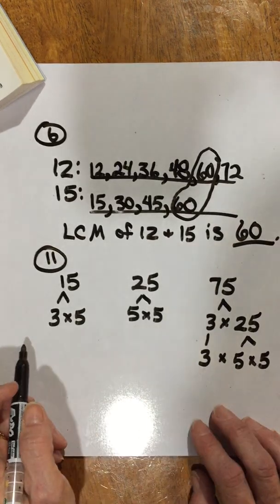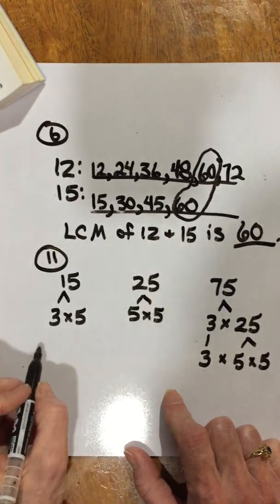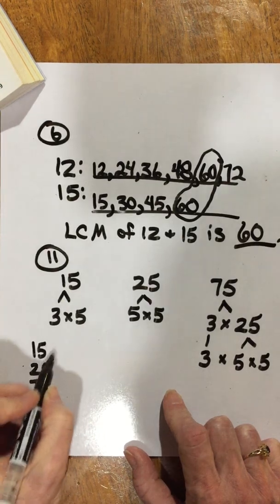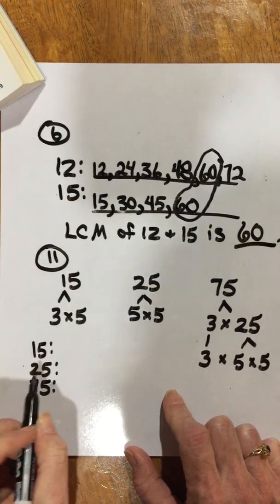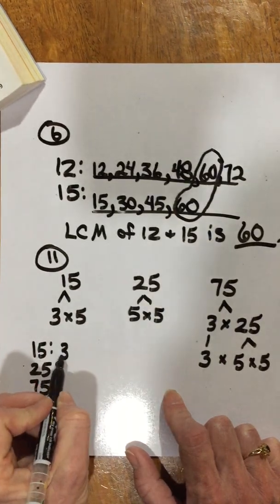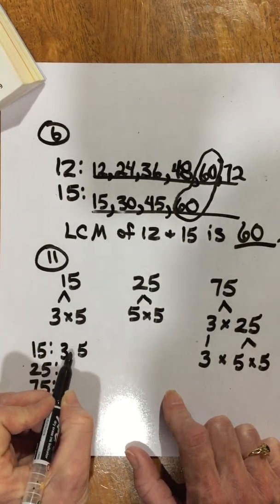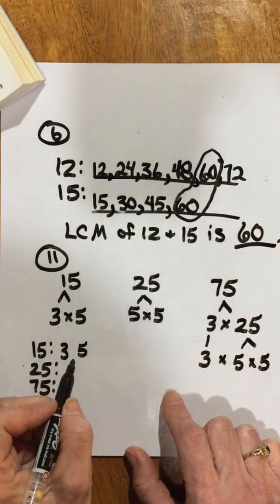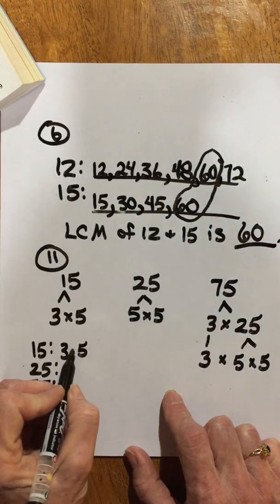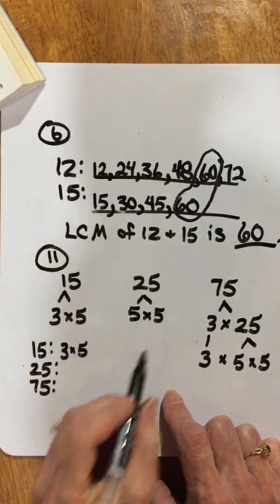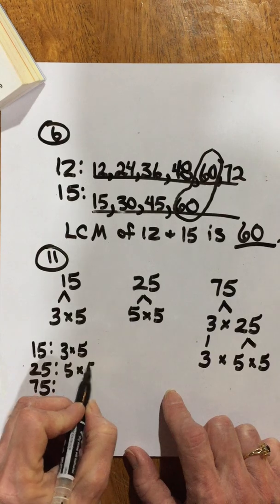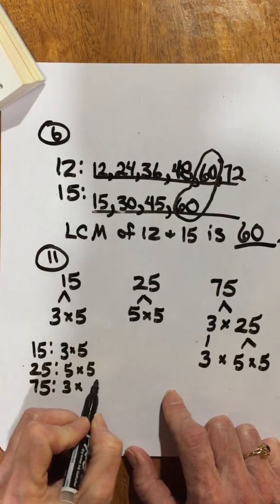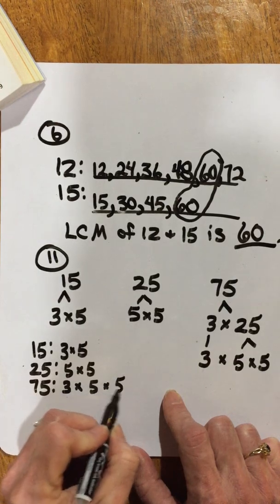What we have to do is list them. Probably don't have to relist them if you could see it, but we're new to this, so we'll write them out. For 15, the prime factors were 3 times 5. I'm thinking about whether we put commas or what between them. Nope, little times signs, okay. For 25, we had 5 times 5. For 75, we have 3 times 5 times 5.